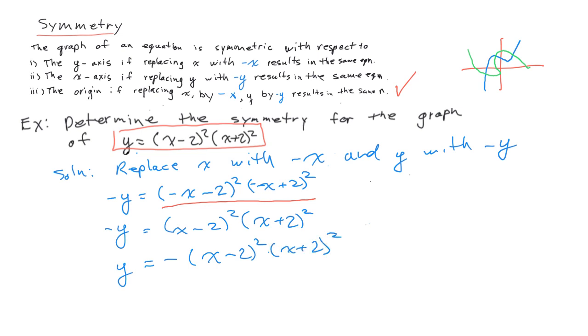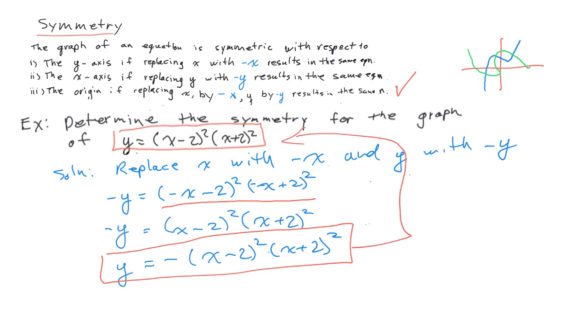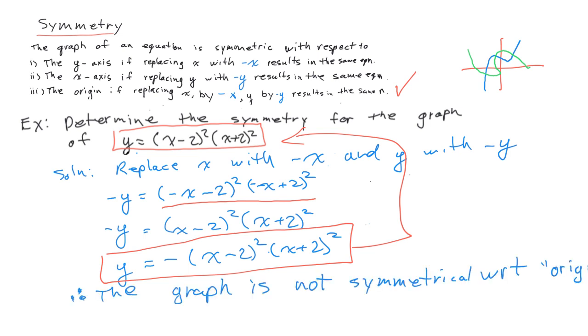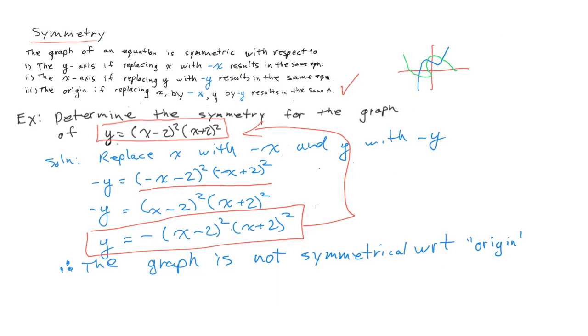So there's no way to make these things the same. So that means this does not become that. So here's what we say. The graph is not symmetrical with respect to the origin. And now I've just shrunk it so that you get all the information on the screen. Okay?